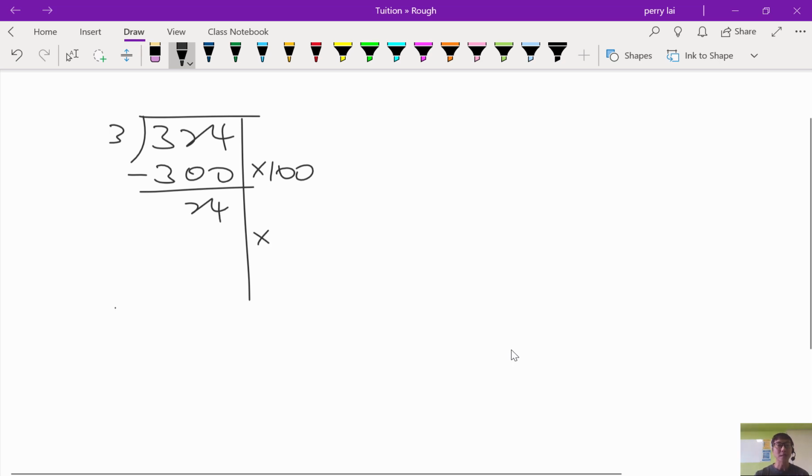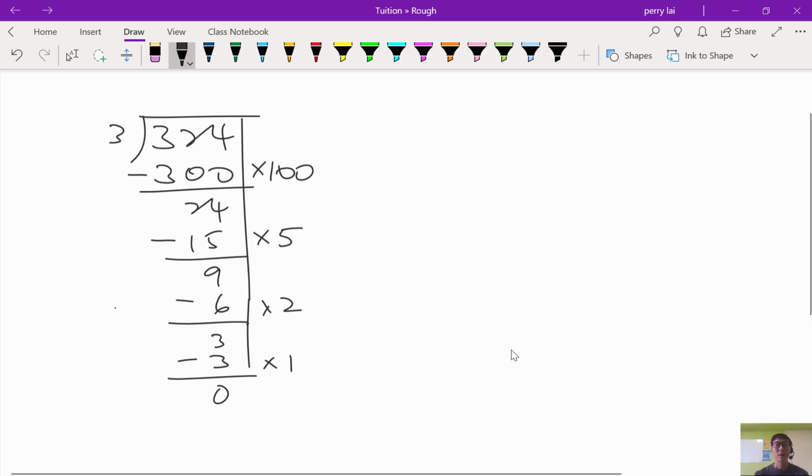And I'll assume that the student has not mastered his entire multiplication table. But most students at 9 years old would have known his 1, 2, 5, and 10 multiplication table. So at this point, he's going to use a 5. He's going to use a 2. And he's going to use a 1. So this gives me a total of 108.